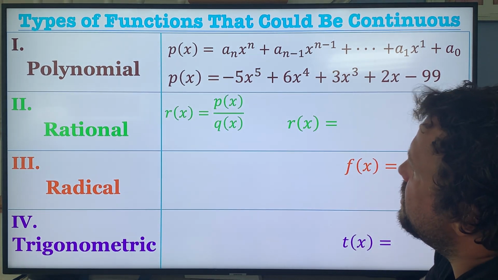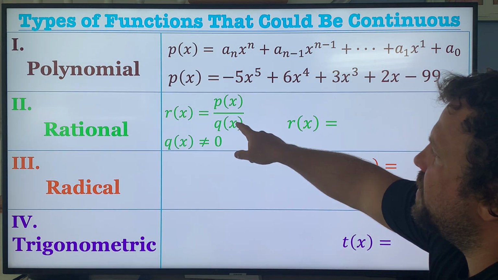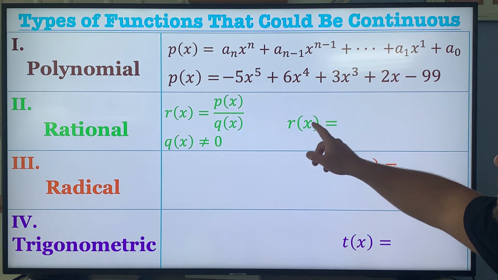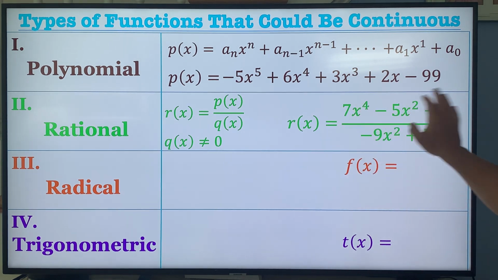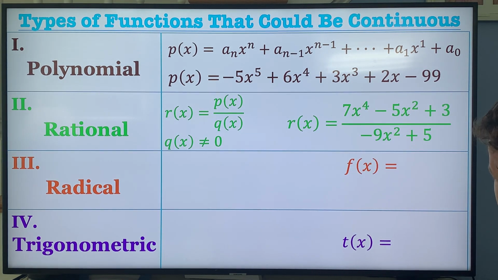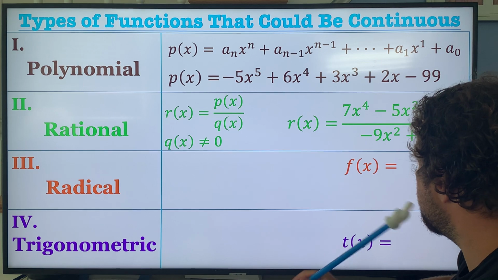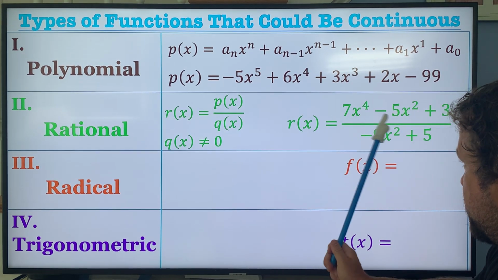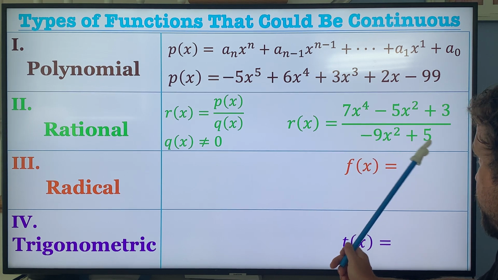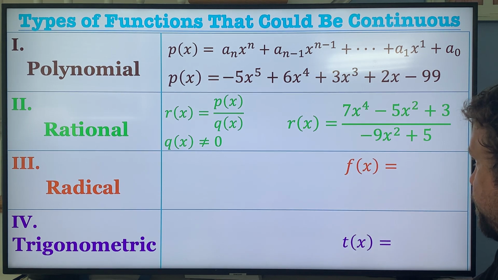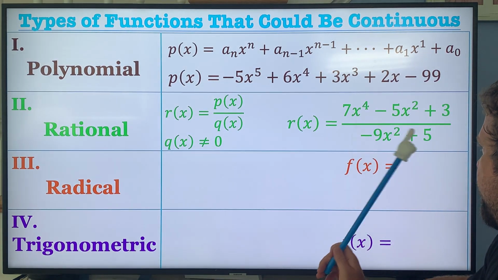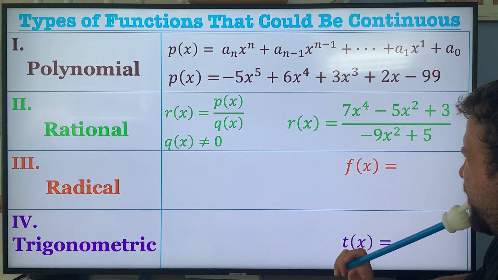If you have 2 functions divided by each other and the function on the bottom can't equal 0, it'll always be continuous. So, for instance, r of x is this over the bottom piece. The bottom piece here is never going to equal 0. Hopefully. Well, this is continuous except for where this bottom piece equals 0. Fortunately, I picked a problem where, because this is a negative, it can't equal 0. Stupid me. Alright, I'm going to change that to a -5 and be better.